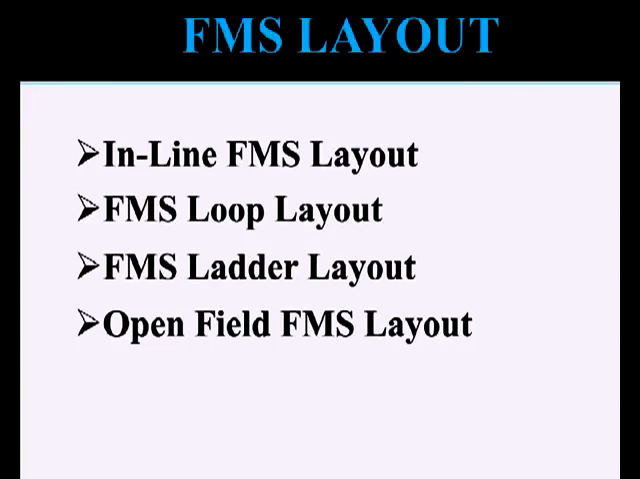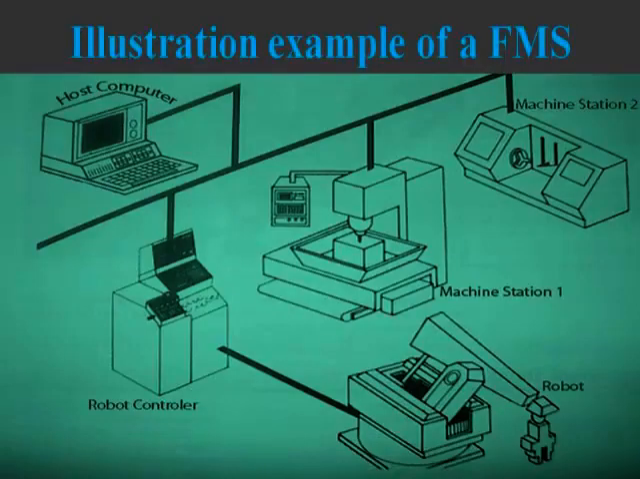I gave you the brief sketch of the layouts in the initial stage of this lecture: inline FMS layout, FMS loop layout, FMS ladder layout, and open field FMS layout. Progressive layout: all parts in the production process follow the same progression through the machining stations, best for producing a variety of parts. Closed loop layouts are arranged for the general order of processing for a large variety of parts. Parts can skip stations for flexibility, used for large part sizes, best for long process times.